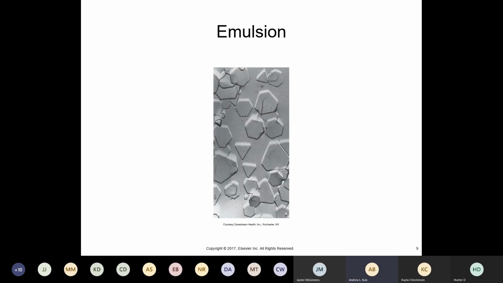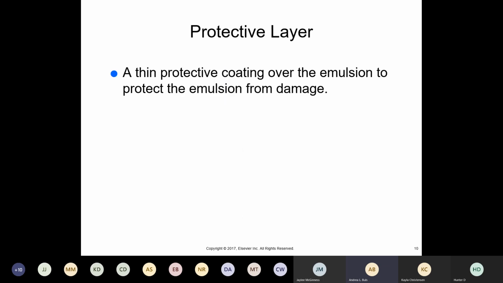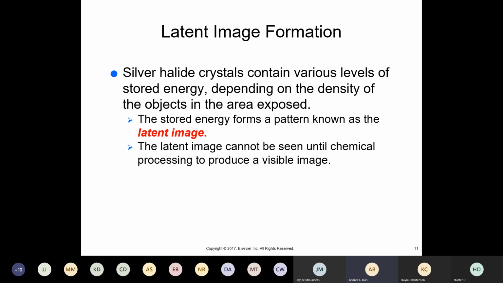And this is what emulsion kind of looks like. So you see the gelatin and all the little pieces floating around. Then on top of that, there's a thin protective coating over the emulsion, so that hopefully it will protect it from scratches, or if it's put up next to something, pressure, things like that. So that protective layer is to protect it.